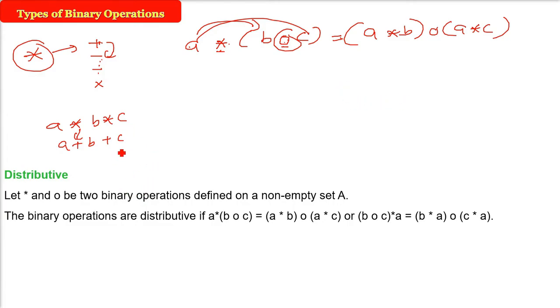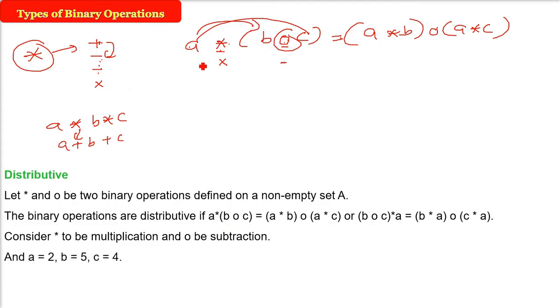Let us take the example also. Let us consider the star is multiplication and O is subtraction. Remember, we have to take two separate symbols in order to represent two separate actual operations. So A we are taking as 2, B we are taking as 5, and C we are taking as 4. So 2 into 5 minus 4. So we'll try to find out this value, and also on the right hand side it will be A, that is 2. Let us take the value directly, okay.